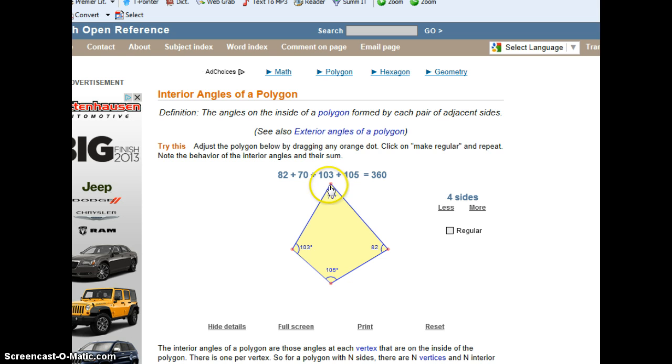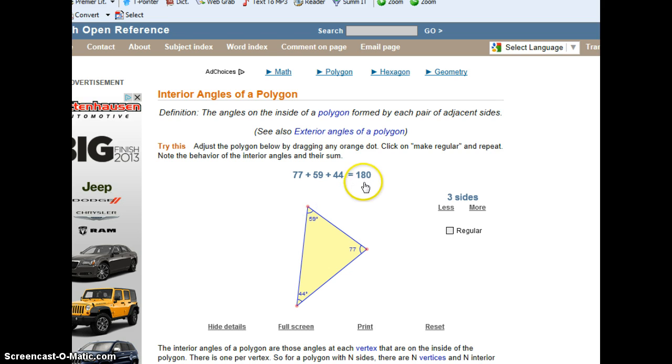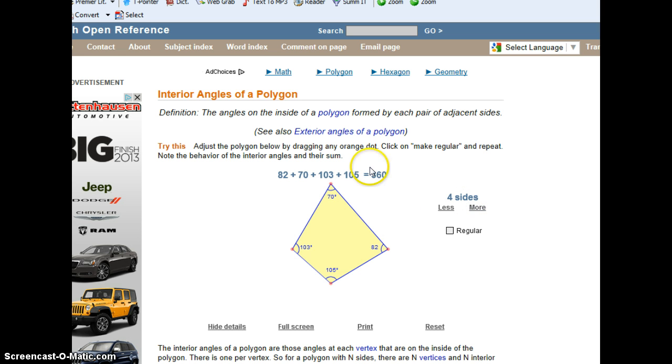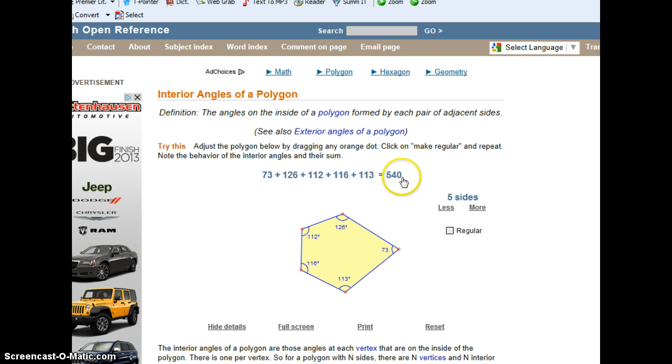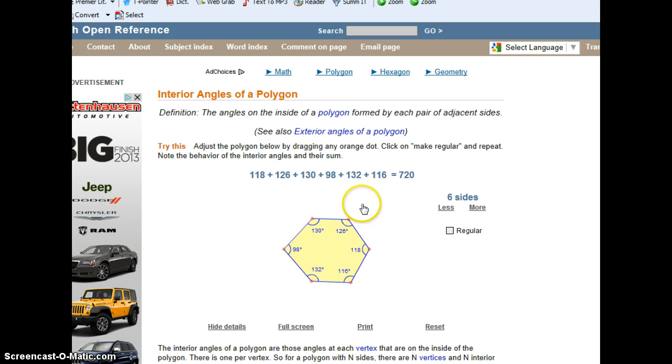I could change the number of sides. I can make it smaller. A quadrilateral. Notice moving the angles around doesn't do anything to the sum. It's still 360 degrees. A triangle. We already know that all the triangles added up are 180. So the smallest polygon we have is a triangle, and that's 180 degrees for the interior angles. The next biggest is a quadrilateral. It's 360. The next one is a pentagon, 540. And the next one is going to be a hexagon, 720.